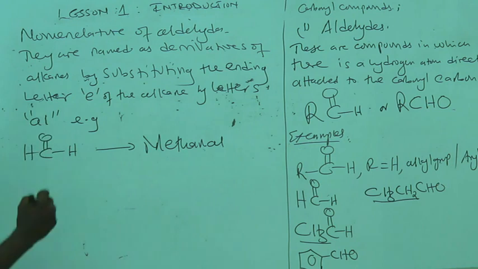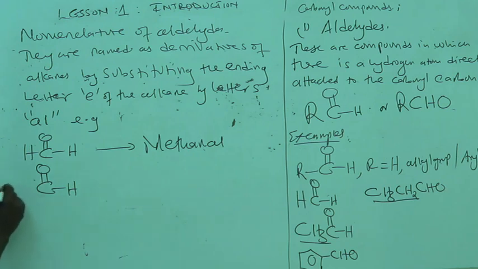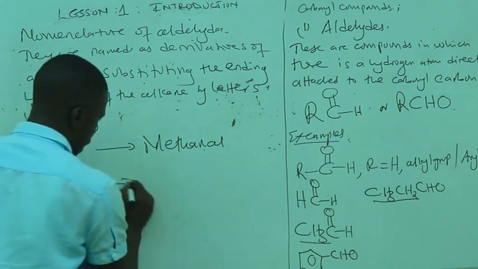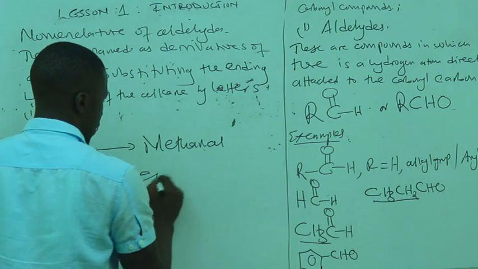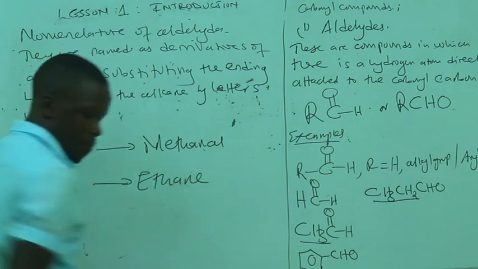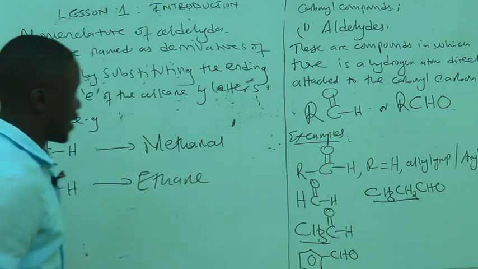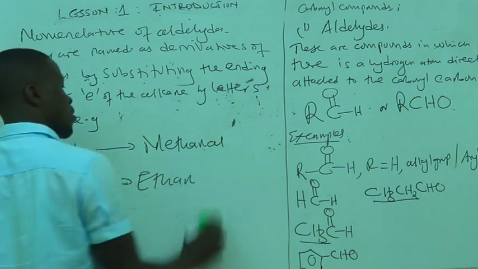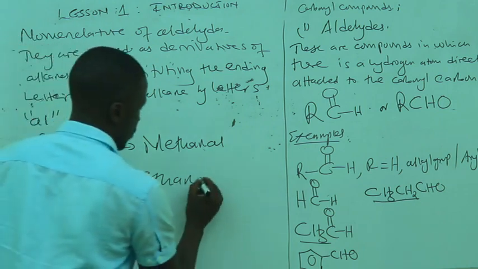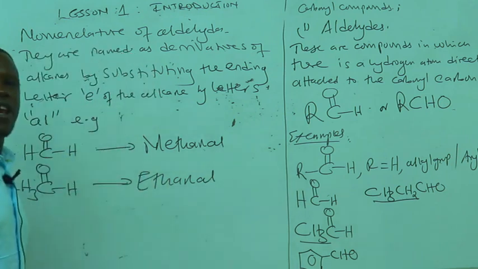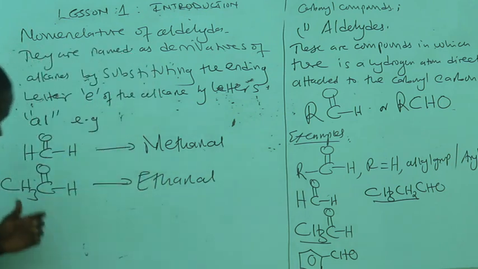If there were two carbon atoms, you have the aldehyde group, and then there is an alkyl group this side, CH3. Now, the corresponding alkane would be called ethane. But we are substituting letter E with letters AL, and we shall get the name ethanol. And this is a good example.